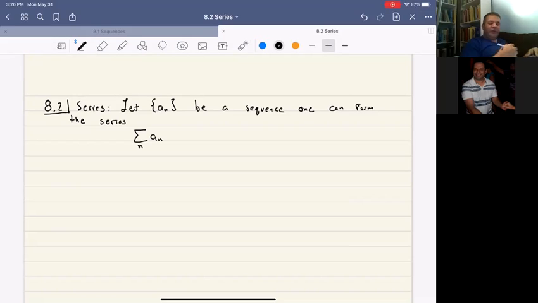Now, what is this supposed to mean? If I want to give a little more information, I write it like this: the limit as some capital N goes to infinity of the sum, n goes from 1 to N, of a sub n. And so this series may or may not converge, but the series refers to the infinite sum.